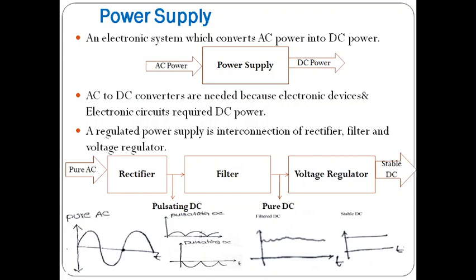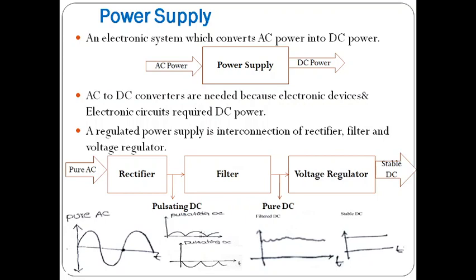This rectifier circuit converts pure AC to pulsating DC, and the filter circuit converts pulsating DC to pure DC, and the voltage regulator converts pure DC to stable DC. What is pulsating DC? Pulsating DC is a combination of AC components and DC components.